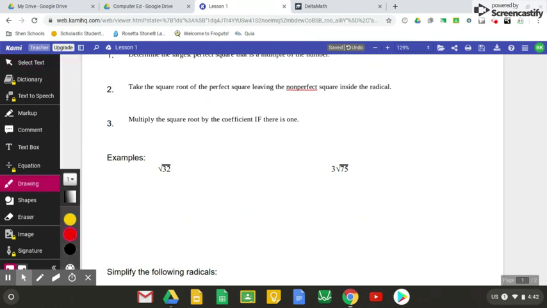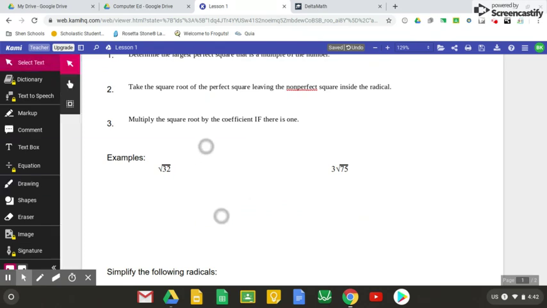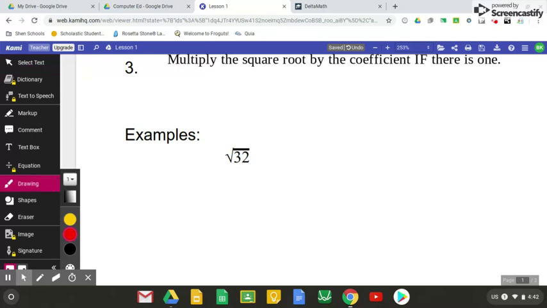All right, so example, we got the square root of 32. So the first thing we need to do is think of 2 numbers that multiply to 32. One of them's a perfect square. So, perfect squares. Well, we got to look at all the numbers less than 32. So that's 25. 25 times what's 32? Is that a whole number? No, it's not. Then I go to my next one.